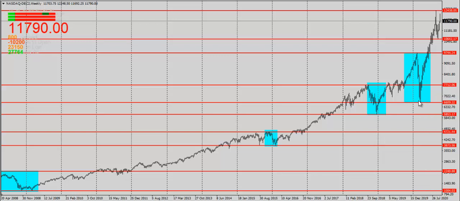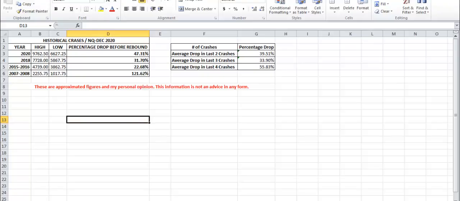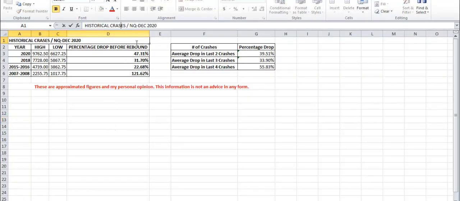So we have seen the crashes visually. How can we benefit from this information? For that, I have worked out an Excel sheet. So let's go to the Excel sheet I have here. These are the historical crashes. Let me fix the spelling for you.